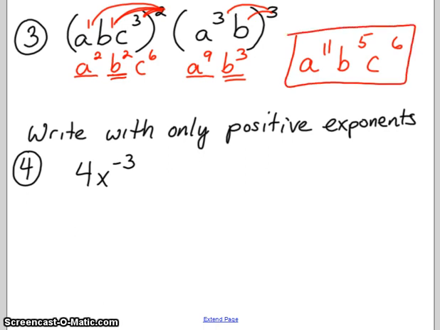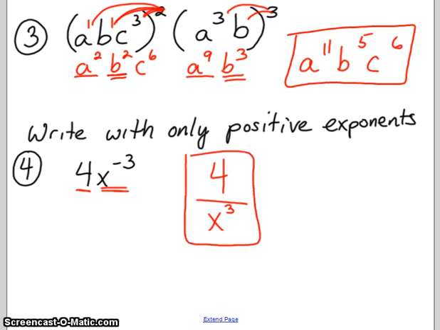All right, number 4. Write with only positive exponents. All right, so we have 4x to the negative 3. Now 4 is by itself. It's not to the negative 3. The x is to the negative 3. So 4 stays in the numerator, and our rule with negative exponents, if it's negative, we move it to the denominator. If it's already in the denominator and it's negative, we move it to the numerator. Alright, x is to the negative 3, so we move it to the denominator, x cubed.